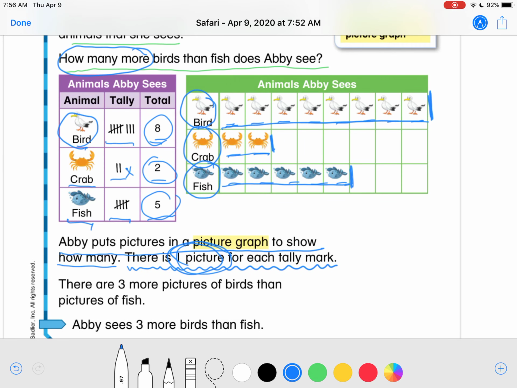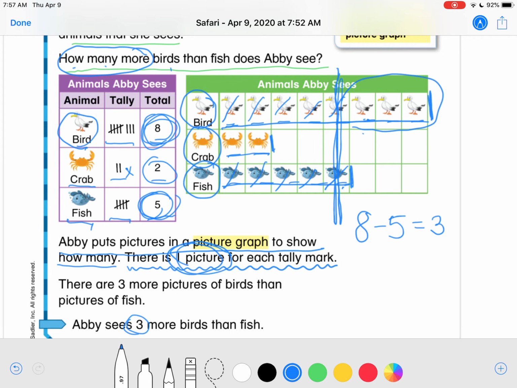Now we have to finish our question. So it says, how many more birds than fish does Abby see? So it wants to know birds than fish. Now what we can do is we can say 8, take away 5, because how many more means subtract. 8 take away 5 equals 3. Or I can also look. If I'm wondering how many more, I can see that there's a bird and a fish that are the same. A bird and the fish, a bird and the fish, a bird and the fish. But here I have more birds than I have fish. So I can look at this part and I can say, okay, these are the last 2 that line up. How many more are there here that are just by themselves? 1, 2, 3.